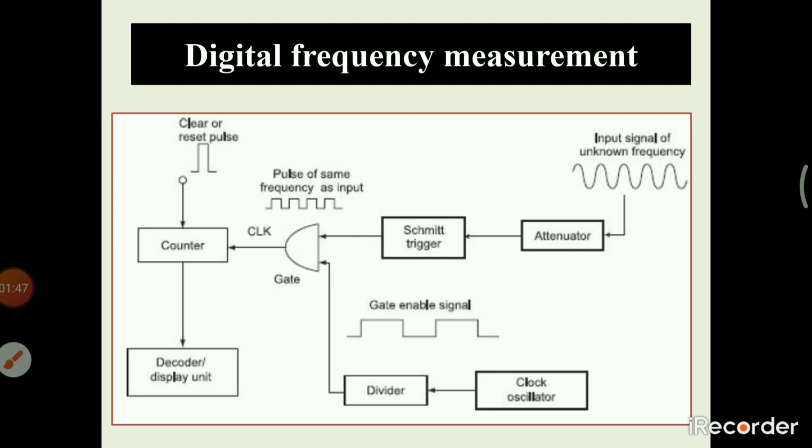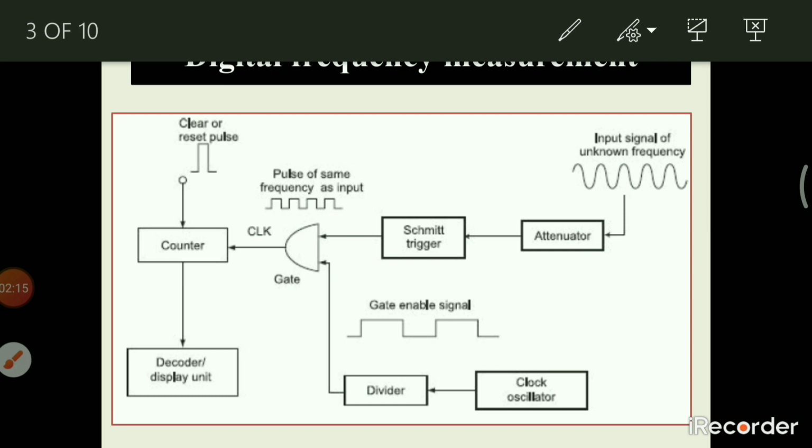So if we compare the reference signal of time duration 1 second with the input signal of unknown frequency by using an AND gate, we could measure the number of cycles completed in 1 second by using the AND gate and a counter circuit. So, the working principle: how does it work?